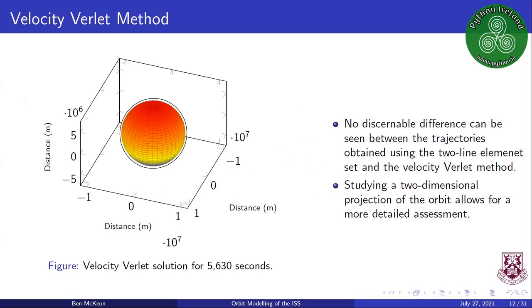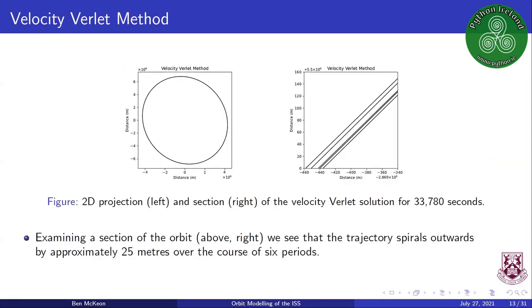To look at it in a little bit more detail, if we looked at it in 2D, we find this, and this almost looks like a perfectly stable orbit. So we're thinking, great, we look like we might be on the right track here. So it's definitely a decent start.